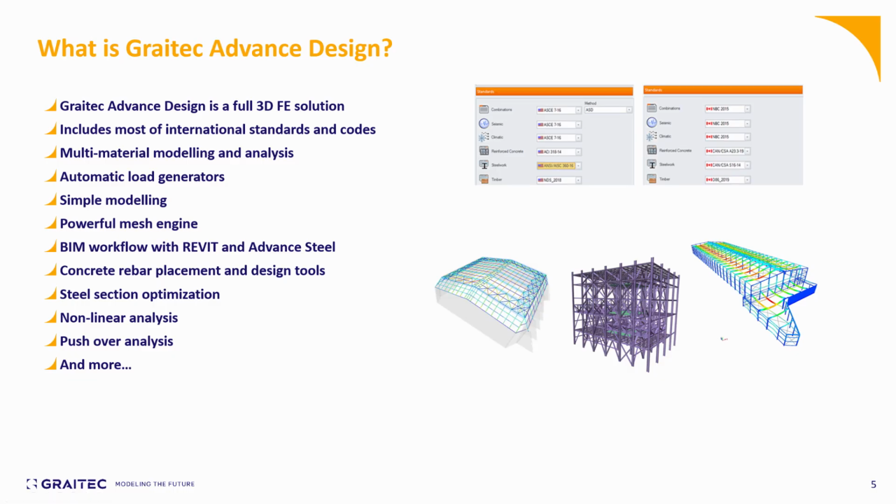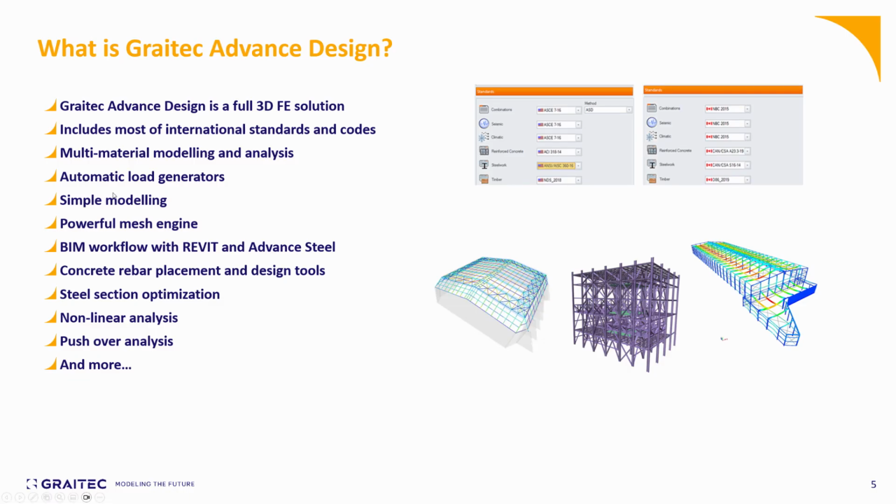It is multi-material modeling, so you can have different types of materials inside the same model. So steel, concrete, timber, cold-formed steel, etc. You can have them all created in the same model. We have automatic load generators in Advanced Design. So to create the snow, wind, even seismic loads, we can create them automatically and apply them to the structure based on the localization that you define and also based on the country code that you are using.